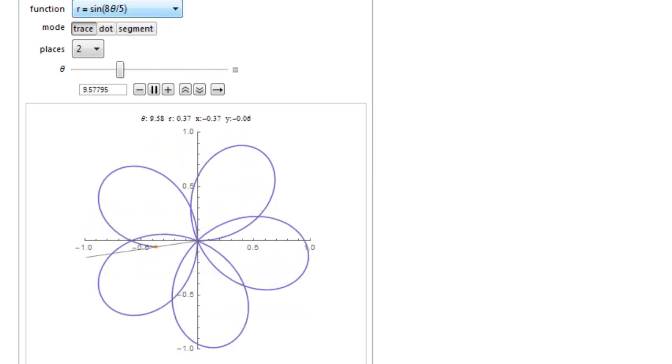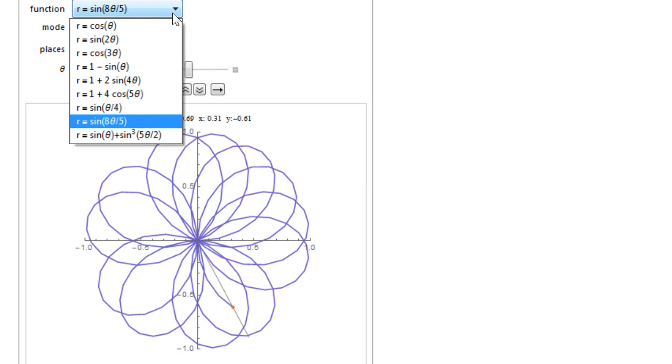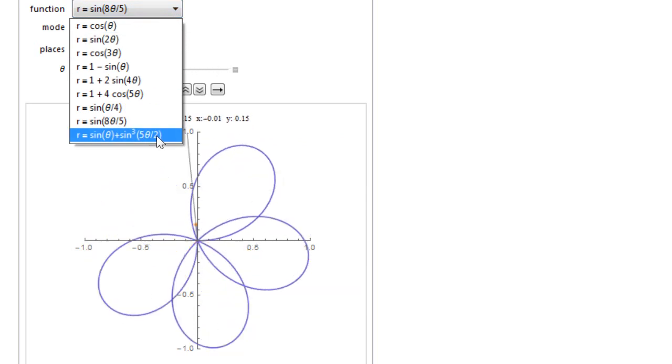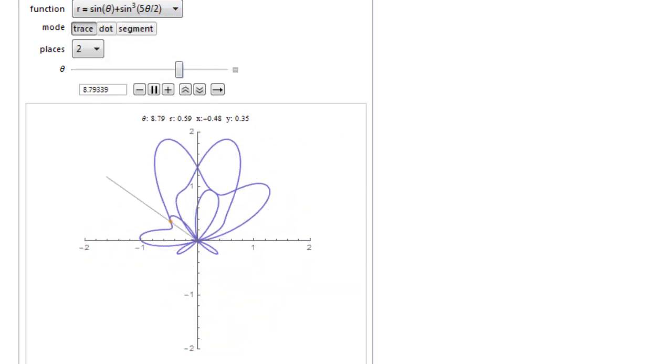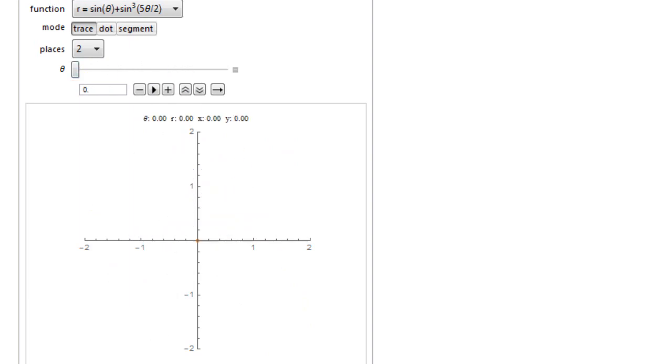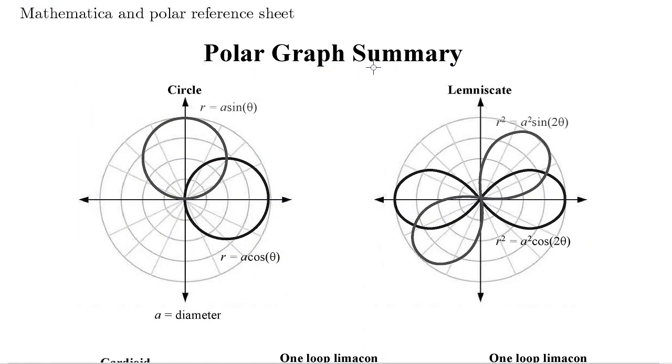All these curves can be described by polar or parametric equations. And the last one is kind of crazy. It looks like a butterfly's wings to me. Notice we've got the y-axis symmetry there. The ones that I want you to be familiar with are on the polar graph summary sheet, which is at the end of this week's module in Canvas.